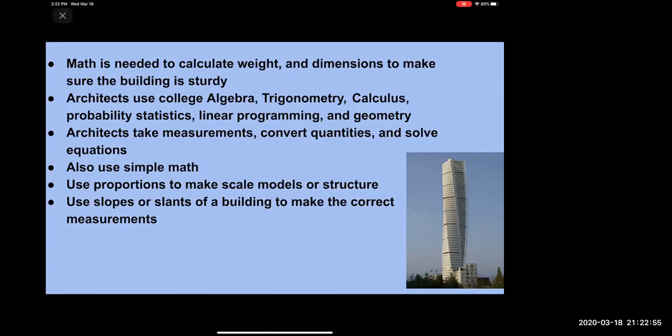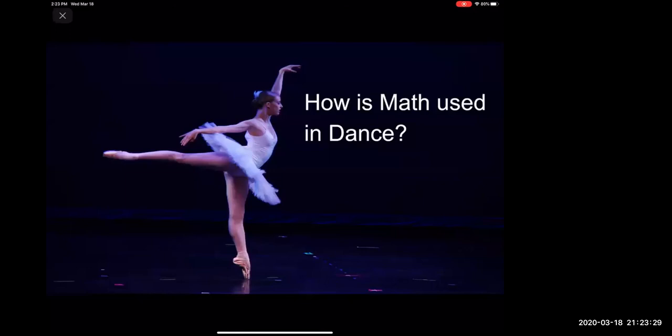Math is needed to calculate weight and dimensions to make sure the buildings are sturdy. And architects use college algebra, trigonometry, calculus, probability, statics, linear programming, and geometry. Architects take measurement, convert quantities, and solve equations. It also uses simple math. It uses proportions to make scale models or structures. It uses slopes or slants of a building to make the correct measurements as well.